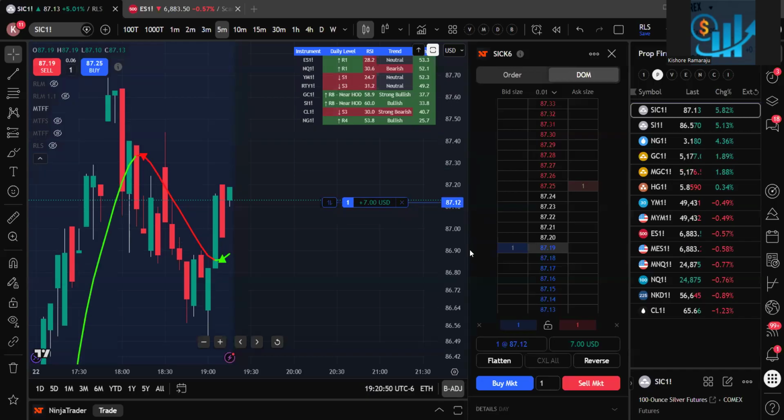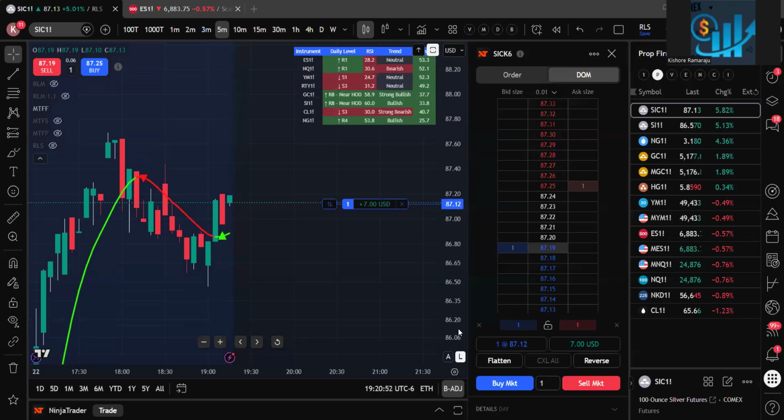That means buyers are fully in control. Not just on 5 minutes, but on 15 minutes, 30 minutes, 1 hour. Scalpers, day traders, swing traders, everyone is buying GC. So any pullback is a good opportunity to go long on those.